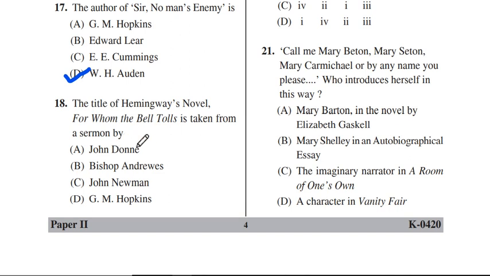Next one, 18th one, the title of Hemingway's novel, For Whom the Bell Tolls, is taken from a sermon by... And for this, the correct answer is John Donne. So, Hemingway's novel, For Whom the Bell Tolls, has its title taken from a sermon by John Donne.